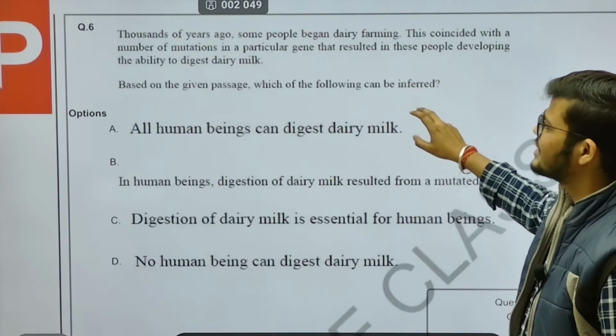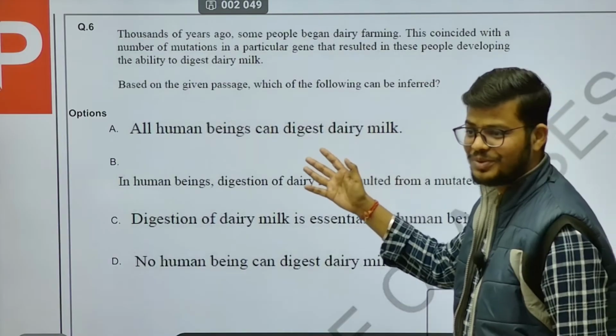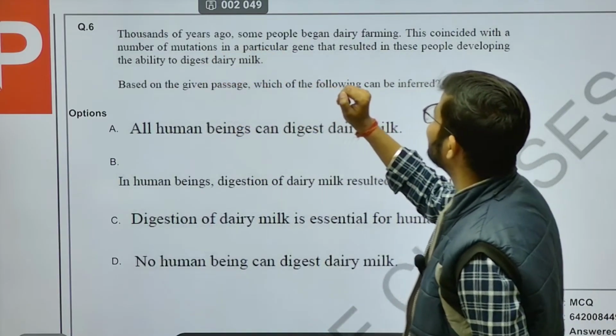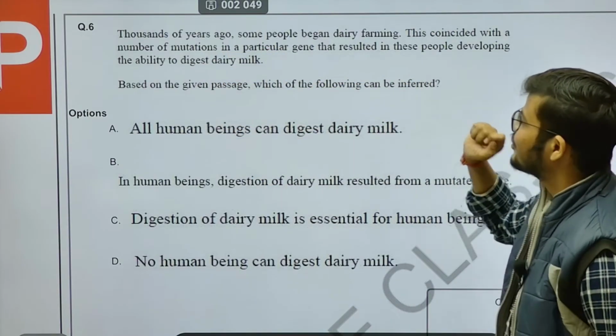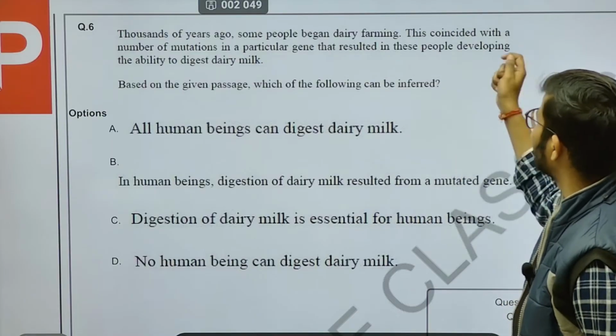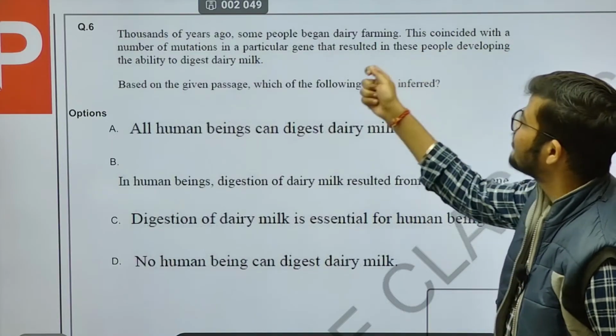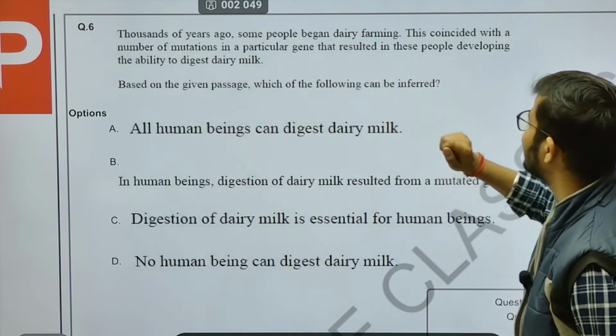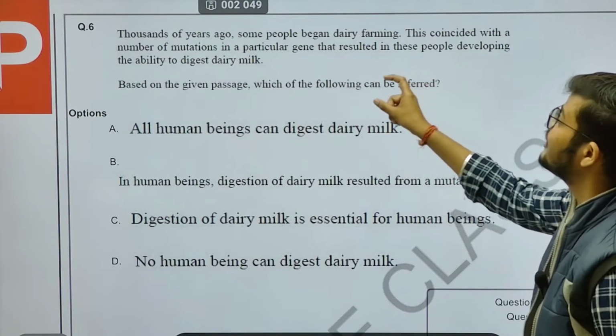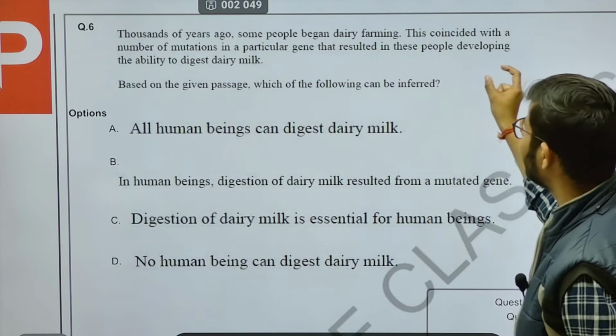Now this question number 6, again it should be 1 mark. This is not a 2 marks question. It says thousands of years ago some people began dairy farming. कुछ लोगों ने क्या किया? डेयरी फार्मिंग को बिगिन किया. This coincides with a number of mutations in a particular gene that resulted in these people developing the ability to digest milk. Now what happened in this?